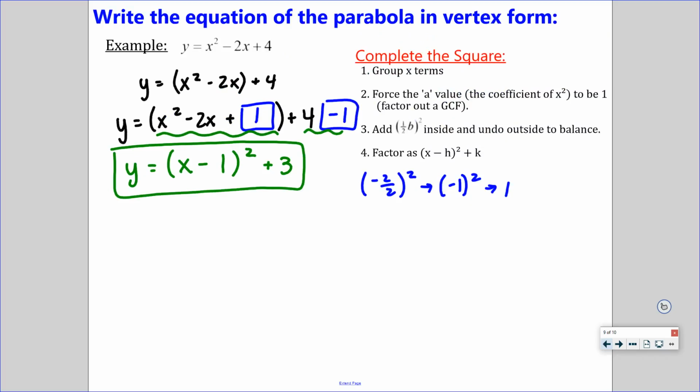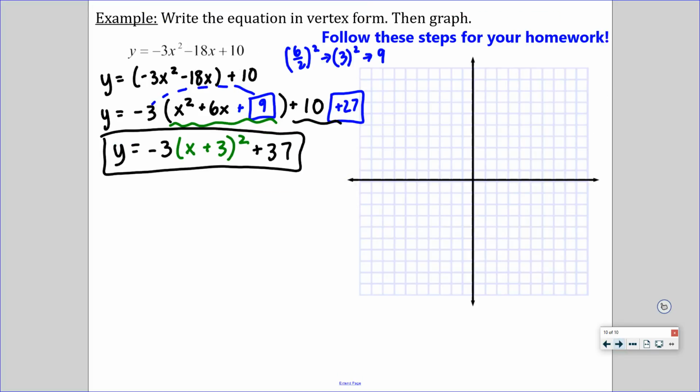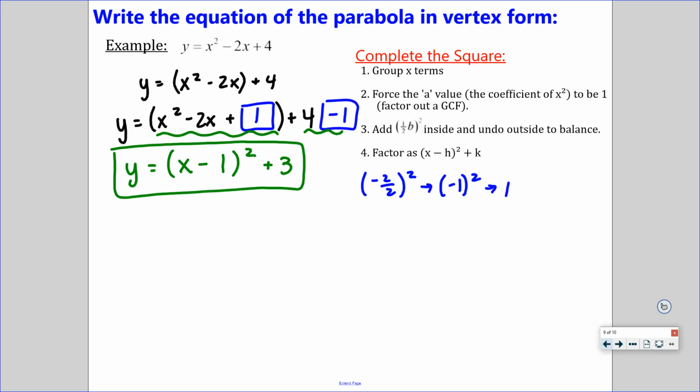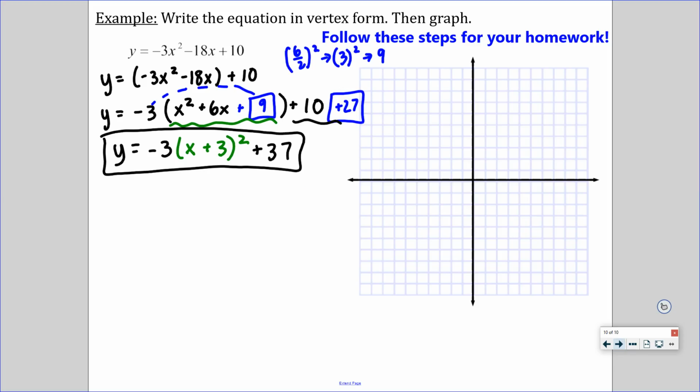The first thing you do is group the x terms together. That's why I have the parentheses around the x terms. Then you have to make sure that the a value, the number in front of x squared, is a 1. We did one where it was already a 1, and in this case it was not. So we had to factor out that -3, which gave me x squared plus 6x, and we left that plus 10 outside.